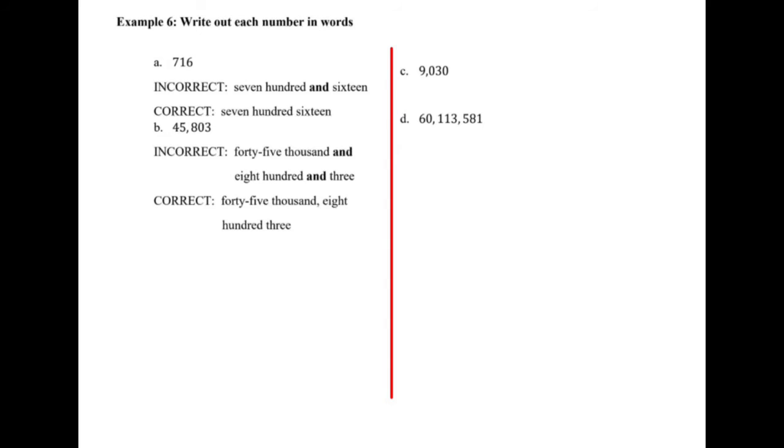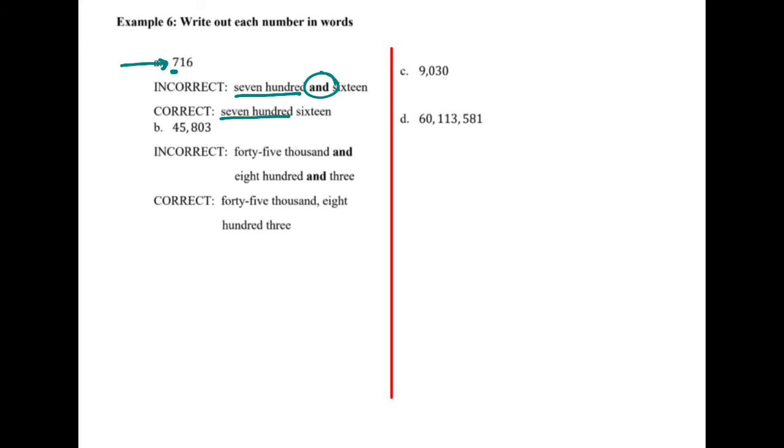Okay, example 6. Write it out in words. So you're going to start with the digit on the left. Okay, so we're starting this way. You're going to read numbers from the left. It's just how you read. You just go straight across. Okay, so 7 is in the hundreds place, right? So we have 700.